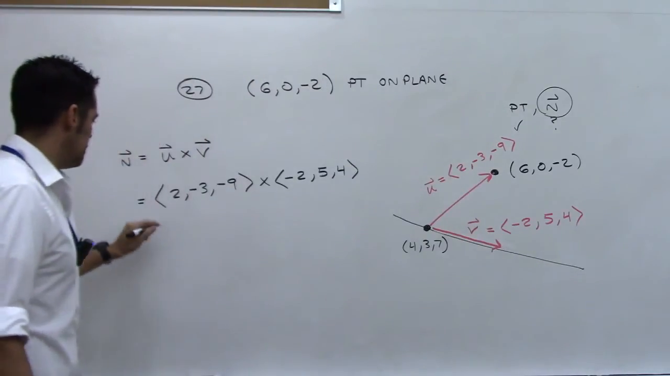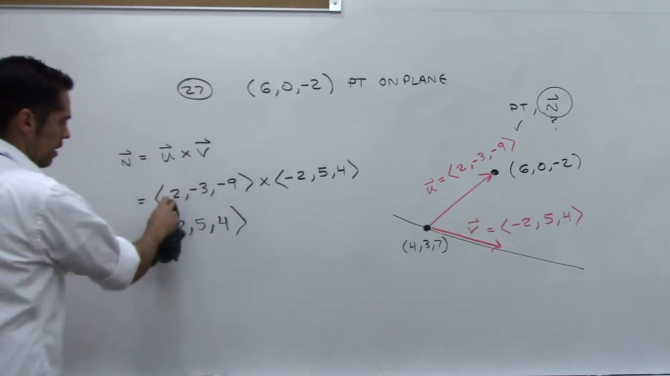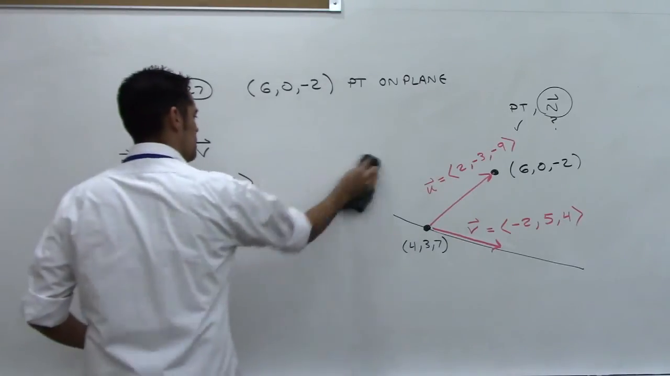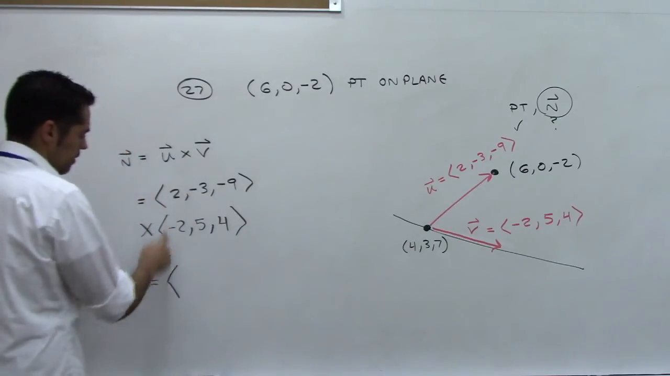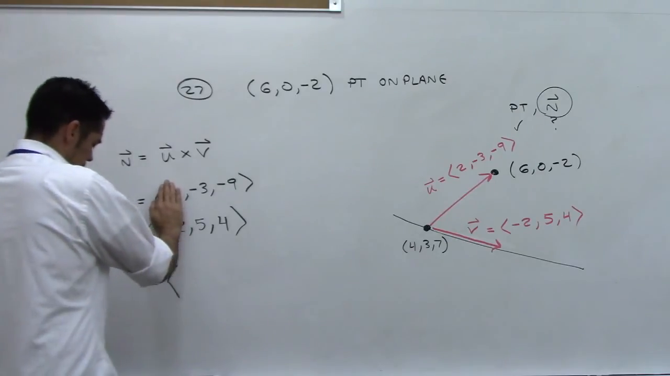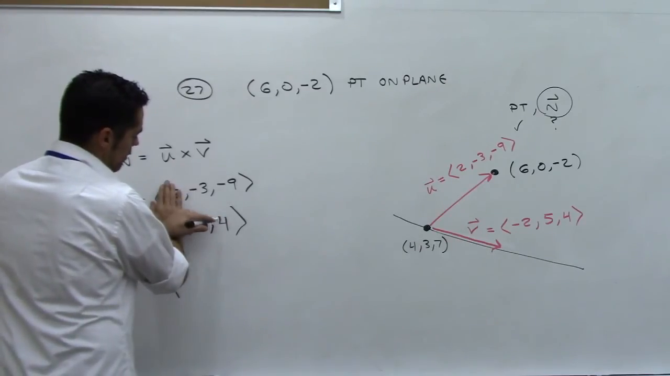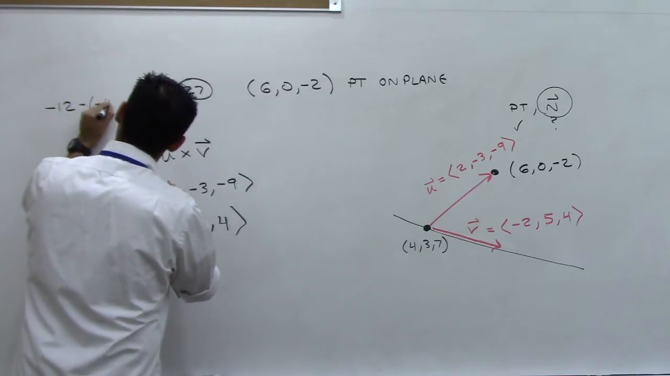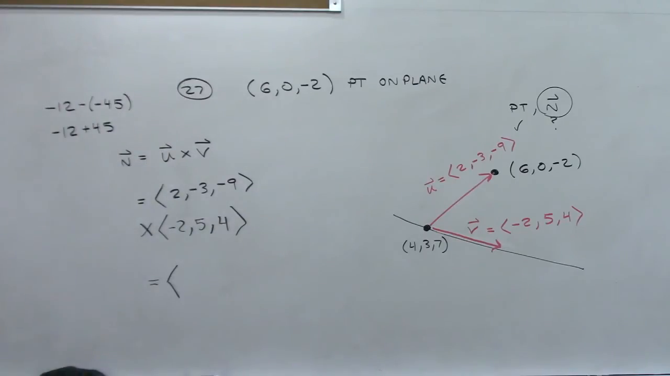So when we cross these, we line them up vertically, and then we do our covering things up. So if I want to find the i component, I cover up i. And then I go, negative 3 times 4 is negative 12, and then I take away negative 45. So negative 12, and I take away negative 45. That's the same as negative 12 plus 45, which is going to be 33.